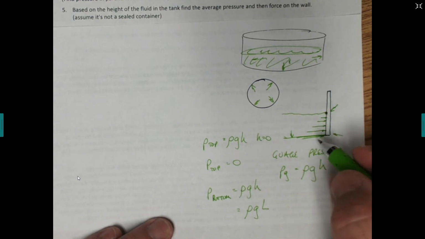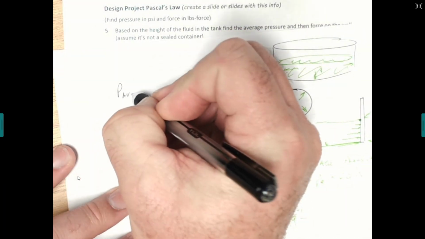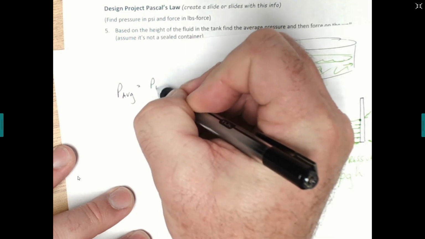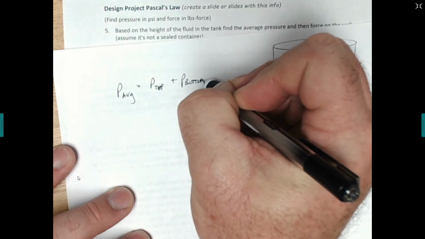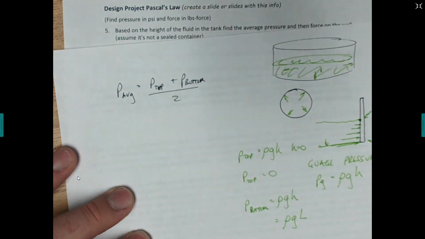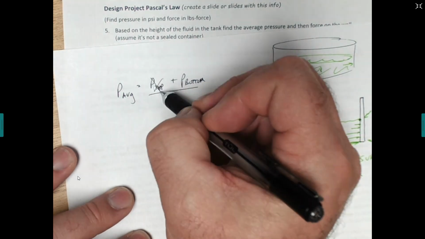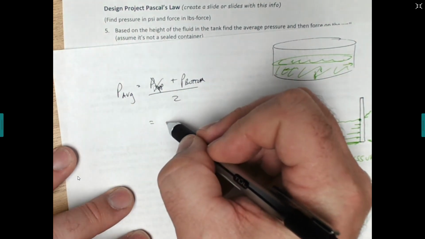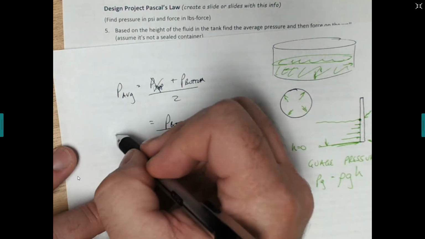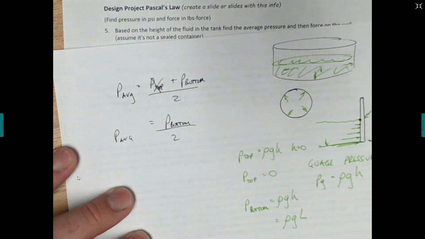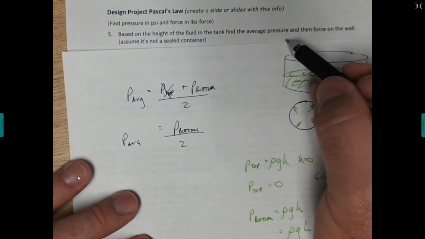Now, we want to find the average pressure. And so when we're looking at average pressure, we're just going to take the pressure at the top. We're going to add it to the pressure at the bottom. We're going to divide that by 2 because that's how you find an average, right? If you add two things together and divide by 2, it'll find the average. We said the pressure at the top was 0. So this is just really equal to the pressure at the bottom divided by 2. That's the average pressure. So just find your pressure at the bottom, divide it by 2, and you have the average pressure, because that's what they were asking for.